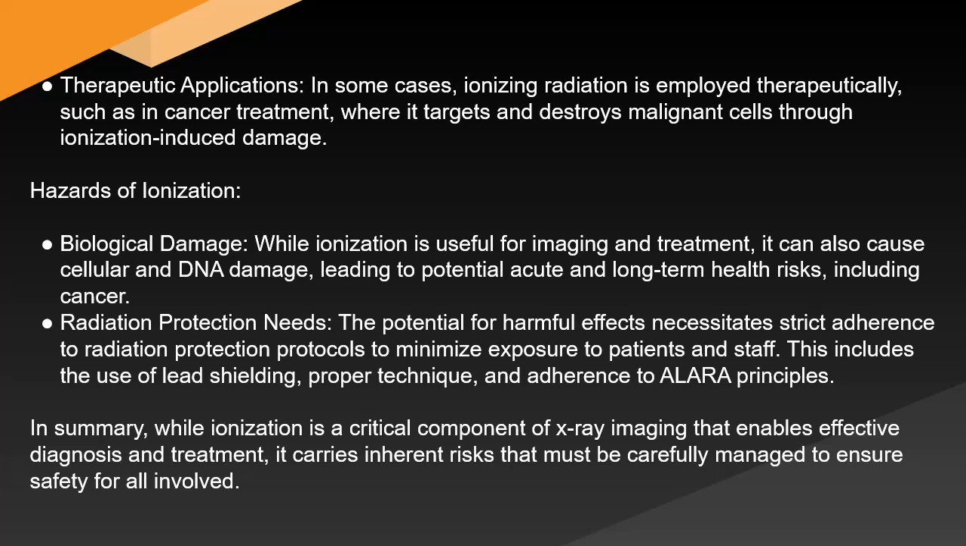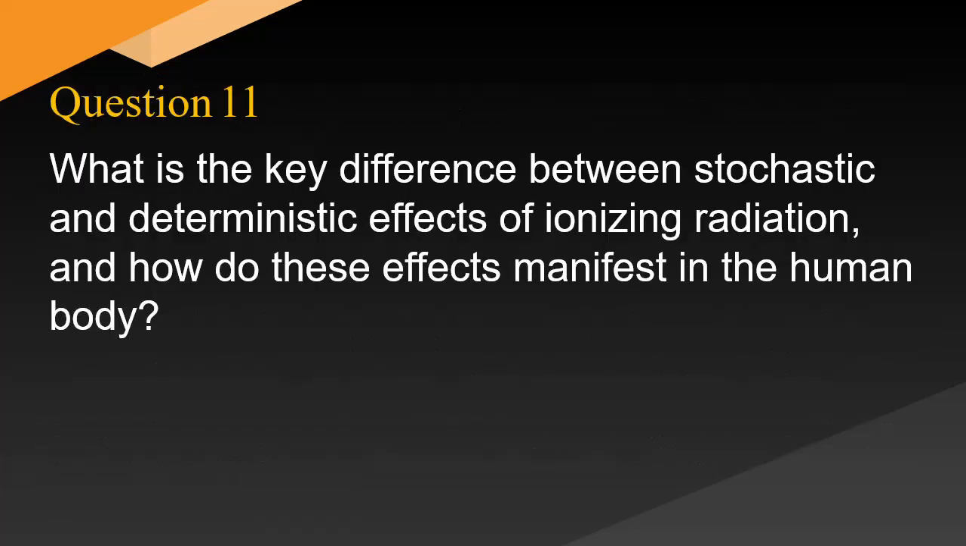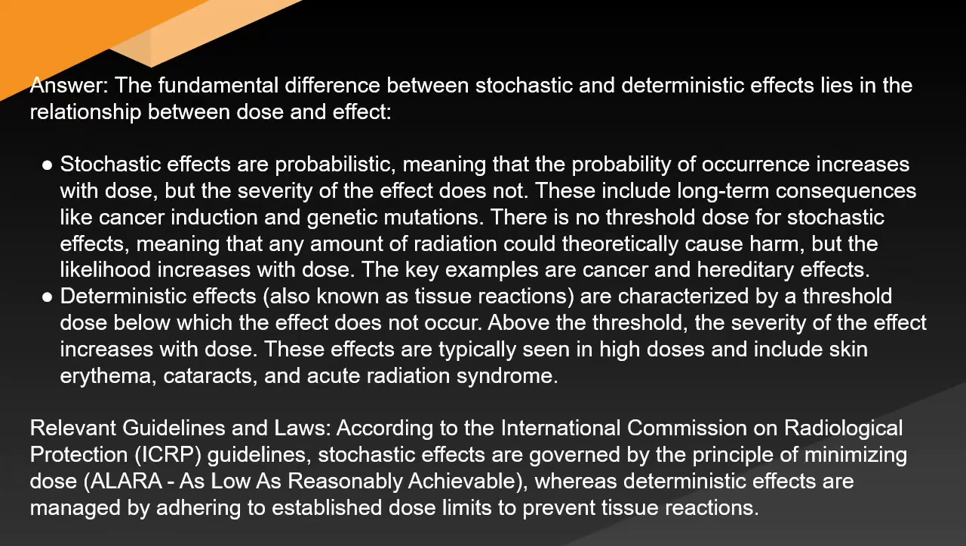In summary, while ionization is a critical component of X-ray imaging that enables effective diagnosis and treatment, it carries inherent risks that must be carefully managed to ensure safety for all involved. What is the key difference between stochastic and deterministic effects of ionizing radiation, and how do these effects manifest in the human body? Answer. The fundamental difference between stochastic and deterministic effects lies in the relationship between dose and effect.